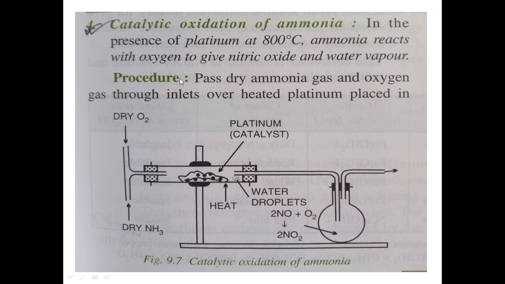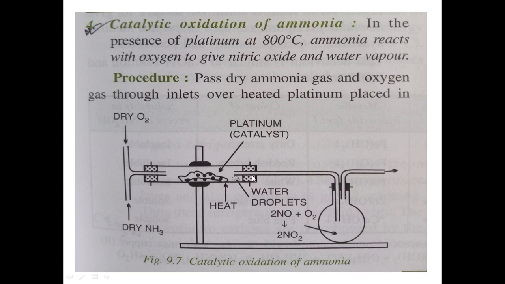So the procedure here: pass dry ammonia gas and oxygen gas through inlets. These are the inlets. Through this we are passing dry oxygen gas, and through this we are passing dry ammonia gas into this test tube, where there is platinum. Inside the tube there is platinum. When these gases pass through this tube and heat is supplied from here, catalytic oxidation of ammonia takes place. As a result, we get water drops. Here you can see water droplets.